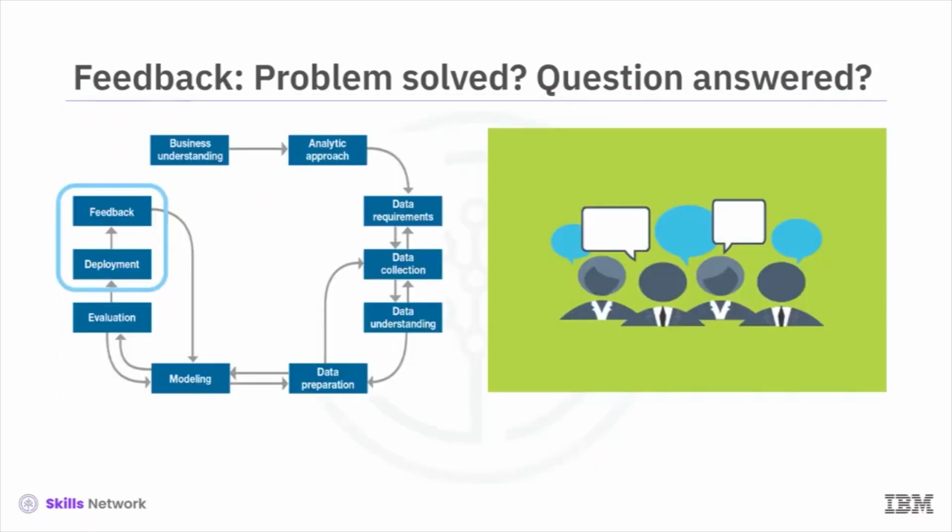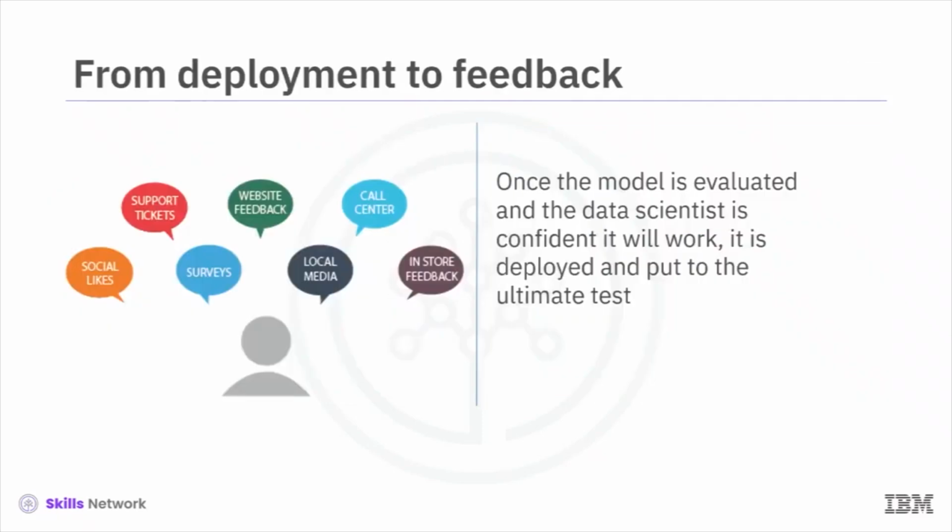Throughout the data science methodology, each step sets the stage for the next. Making the methodology cyclical ensures refinement at each stage in the game. The feedback process is rooted in the notion that the more you know, the more that you'll want to know. That's the way John Rollins sees it, and hopefully you do too. Once the model is evaluated and the data scientist is confident it'll work, it's deployed and put to the ultimate test, actual real-time use in the field.